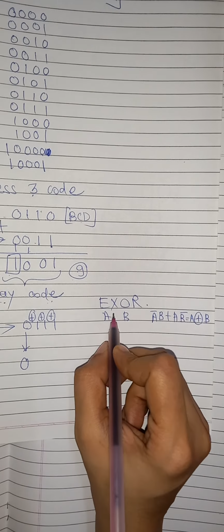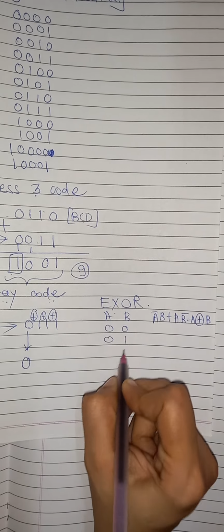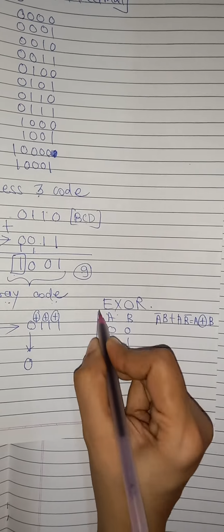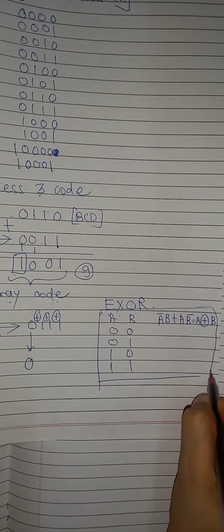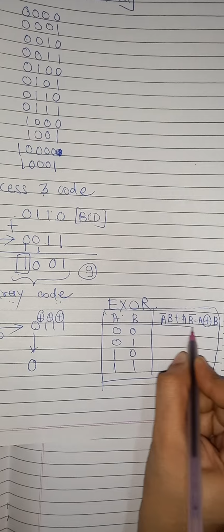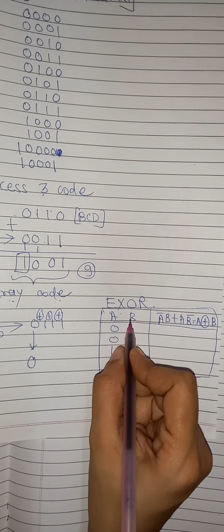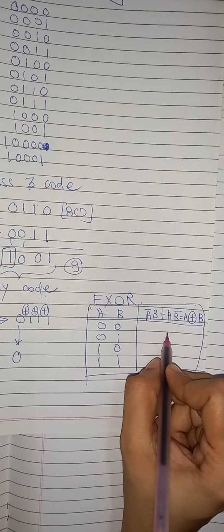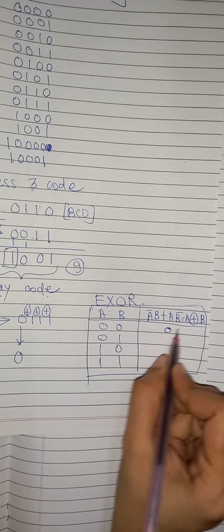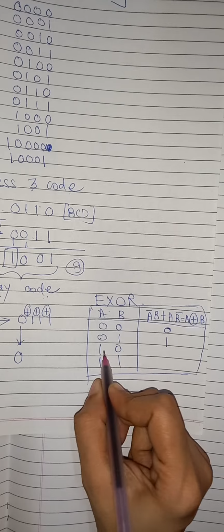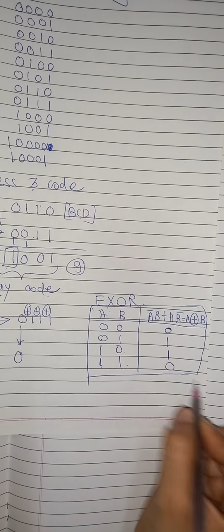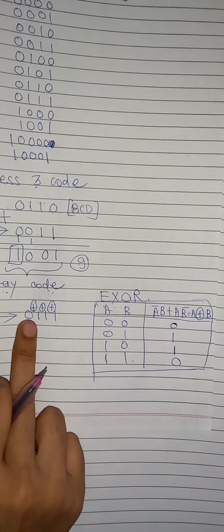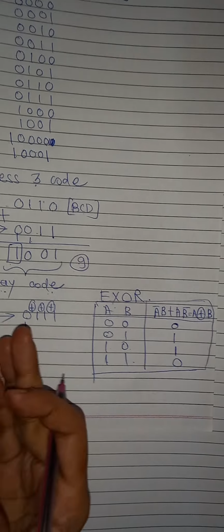So this A and B: 00, 01, 10, 11. Let's check what will be the output for various combinations of inputs A and B. So 0 XOR 0 will give us 0 for sure. 0 XOR 1 will give us 1, 1 XOR 0 gives 1, 1 XOR 1 gives 0. Now on the basis of this we will perform this XOR operation and we will get gray code.